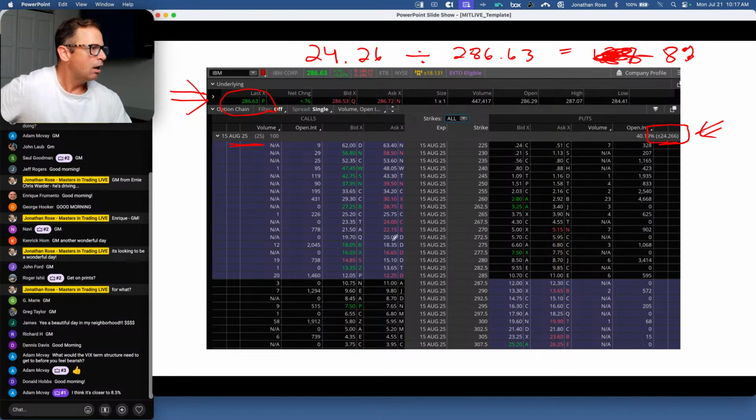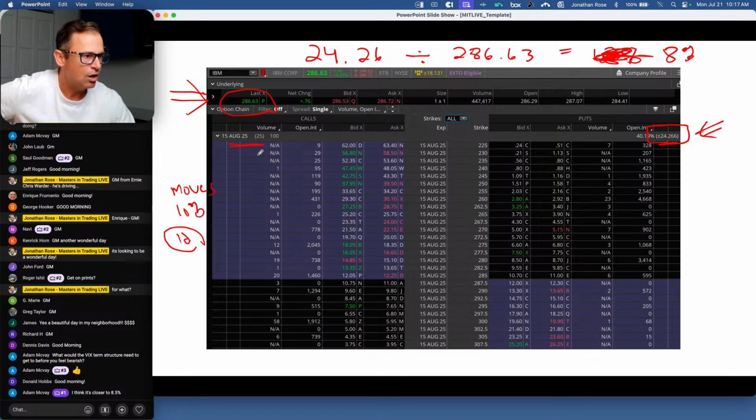So IBM moves 10% for earnings, right? It moves 10% for one day. That's just earnings. There's 25 days until they expire. Right now, IBM is very, very cheap. I like the long side of IBM.